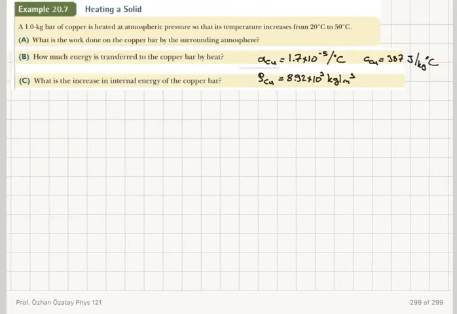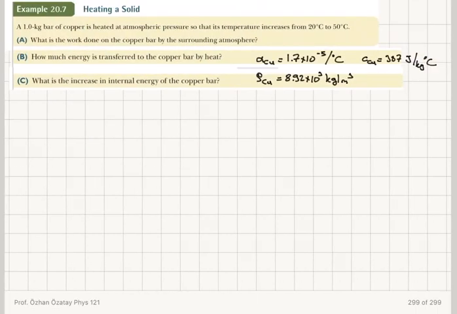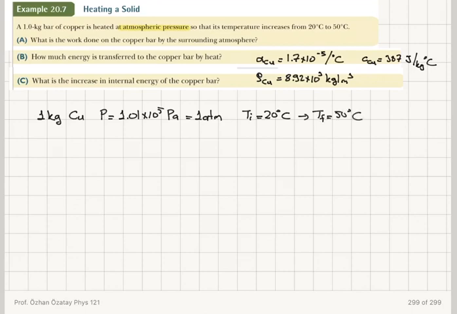Okay, so one more example. A 1 kilogram bar of copper is heated at atmospheric pressure, so it's an isobaric process. The temperature increases from 20 C to 50 C. So let's write here, it's 1 kilogram copper. Pressure is kept constant, 1.01 × 10^5 pascals, that's 1 atmosphere pressure. Initial temperature is 20 degrees C, final temperature is 50 degrees C.